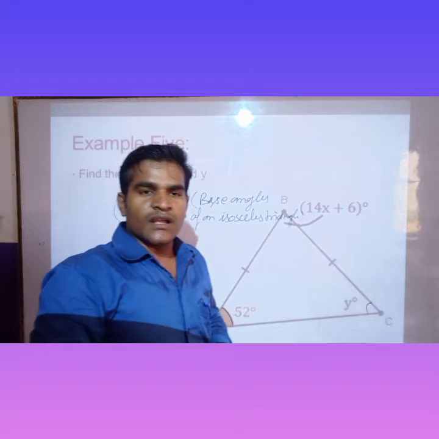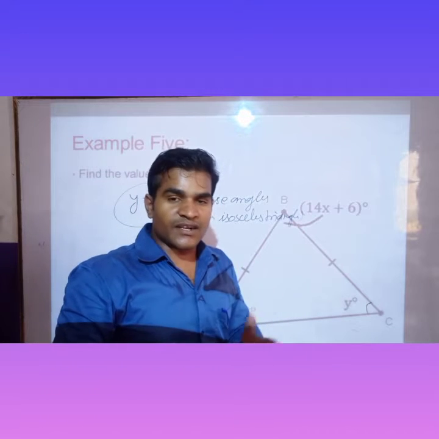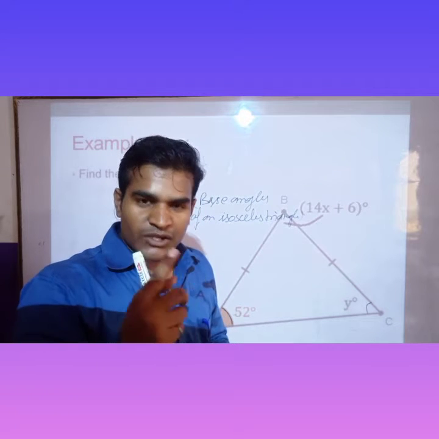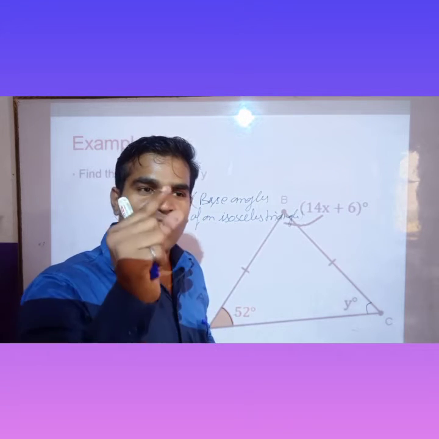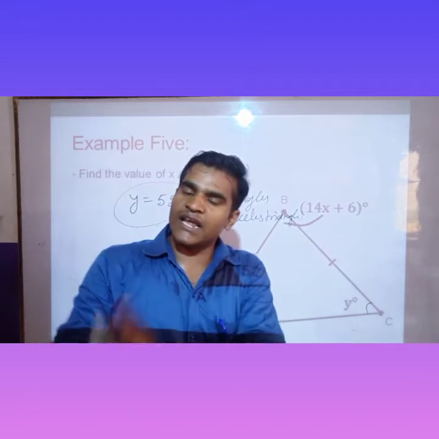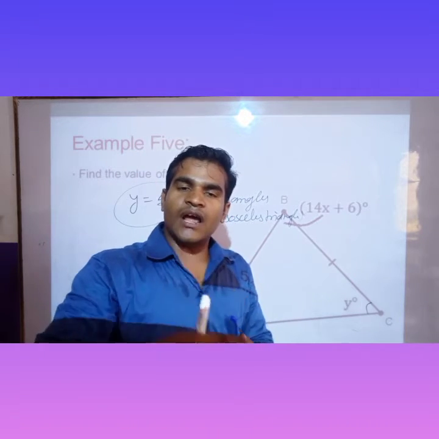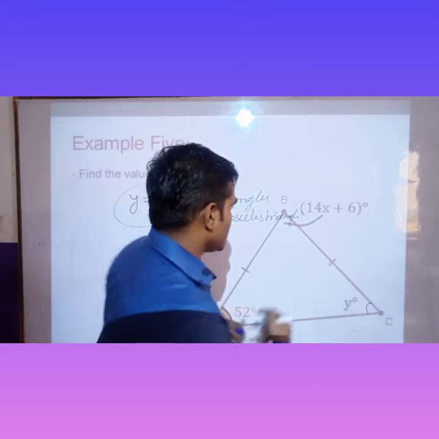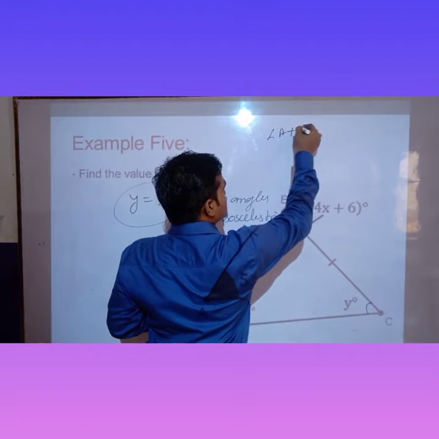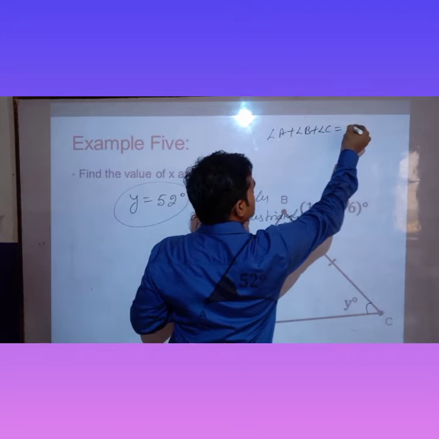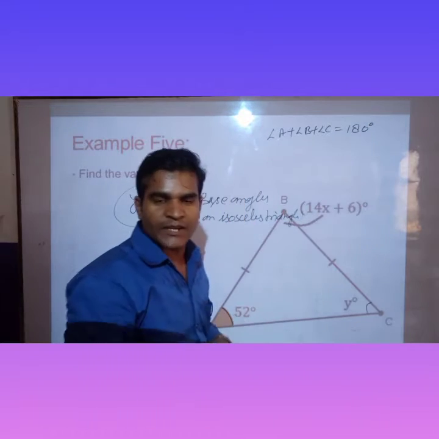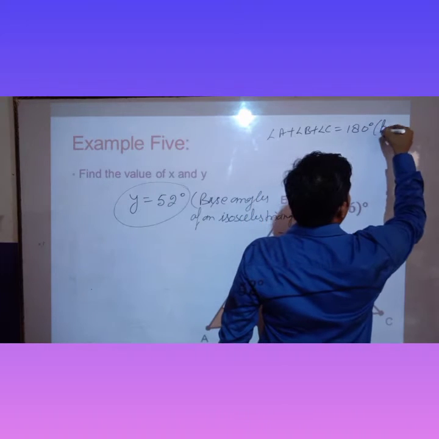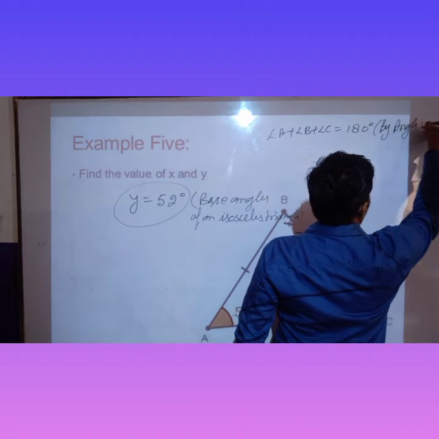Now children, in the previous class we learned the angle sum property. You remember? Just recall that the sum of all angles of a triangle is 180 degrees. So children, angle A plus angle B plus angle C is equal to 180 degrees. By which property? That is the angle sum property. So write there, by angle sum property.